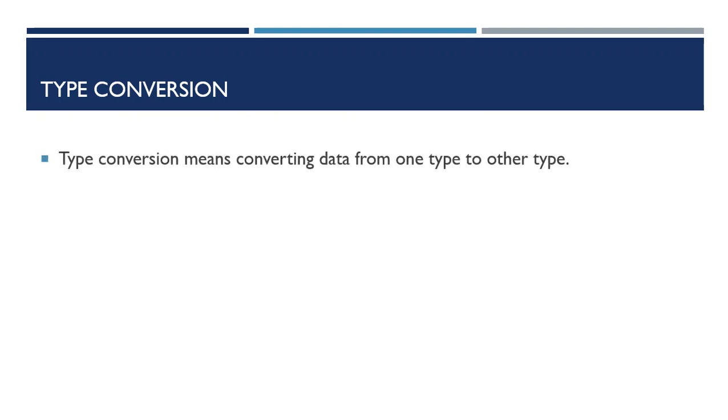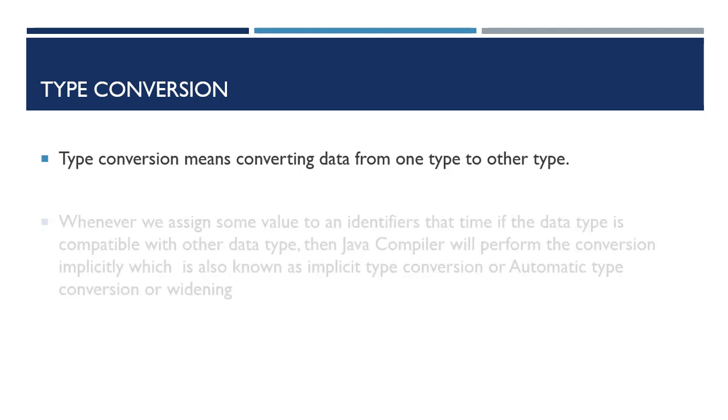So what actually does type conversion mean? It means that I want to convert the type of my particular data type to another data type. That is the meaning of type conversion. I want to convert the type of one data into another type. That is type conversion.